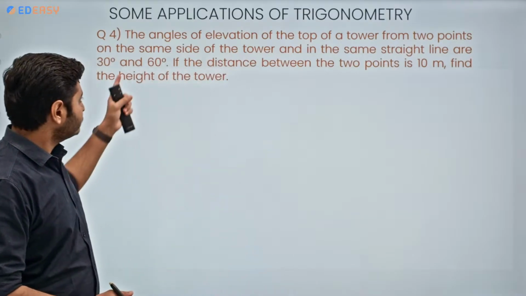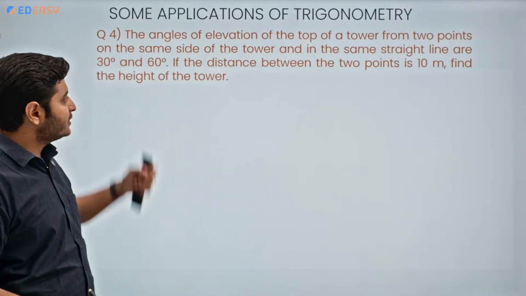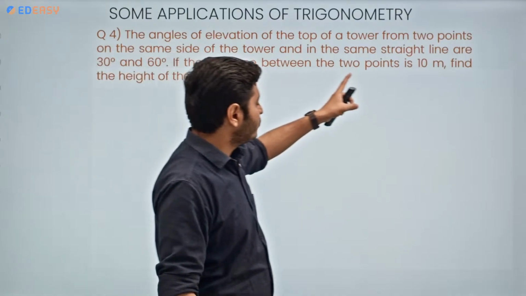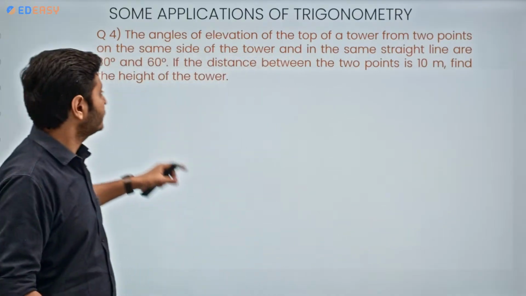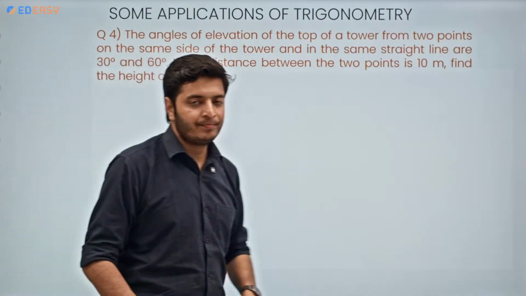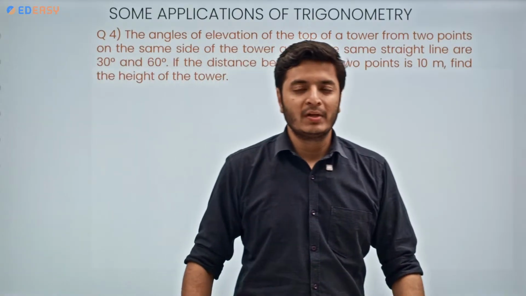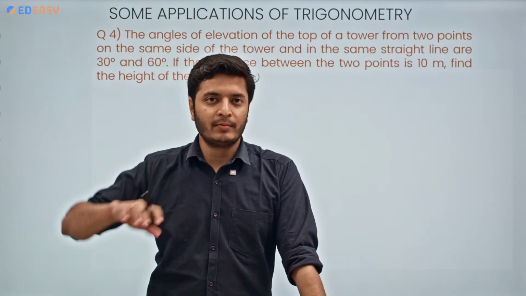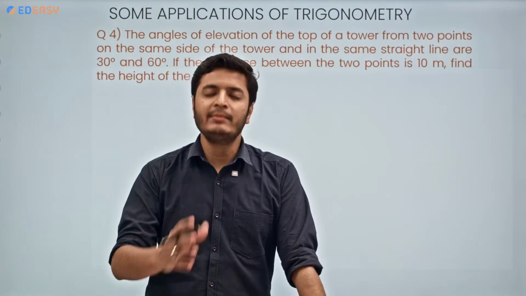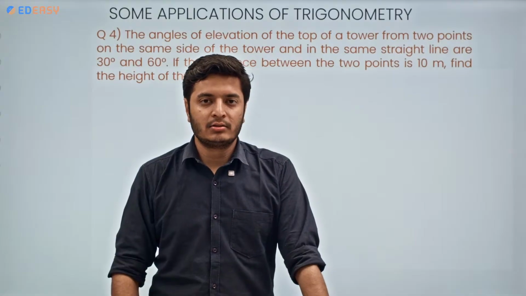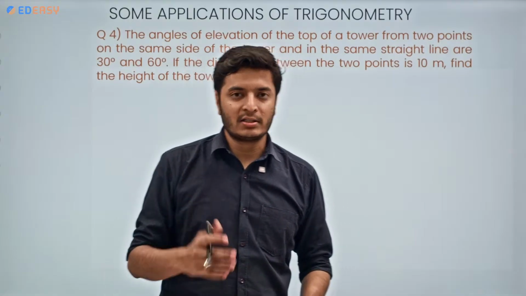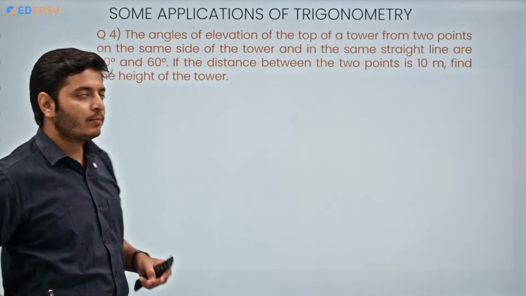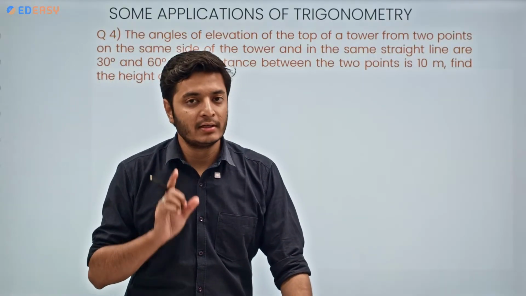Then, the angles are 30 degrees and 60 degrees respectively. If the distance between the 2 points is 10 meters, find the height of the tower. This is a very interesting problem. This type of problem you can expect in your final exam. The first three problems are just for the base, just to let you know what to expect or how to approach the problem. But this type of problem can appear in your final exams.